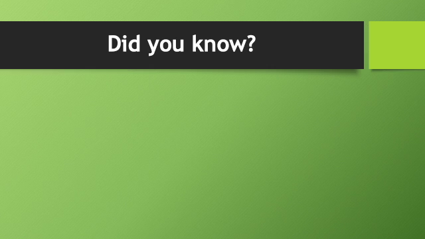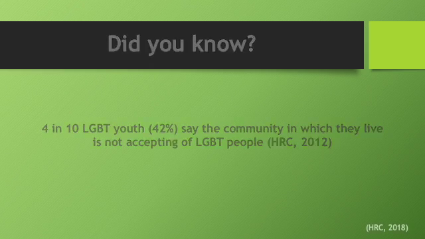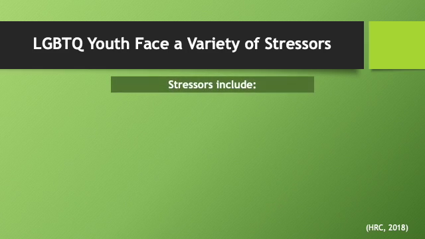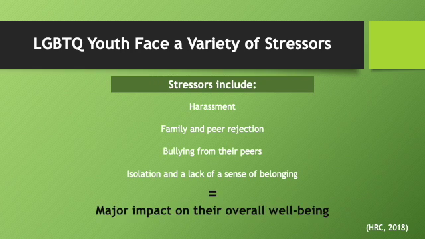Did you know that 4 in 10 LGBT youth say the community in which they live is not accepting of LGBT people? This is the very fact that we want to eliminate. According to the Human Rights Council, today's LGBTQ youth face a variety of stressors, including harassment, family and peer rejection, bullying from their peers, and isolation and lack of sense of belonging. These have a major impact on their overall well-being.